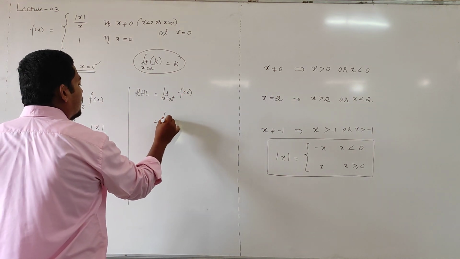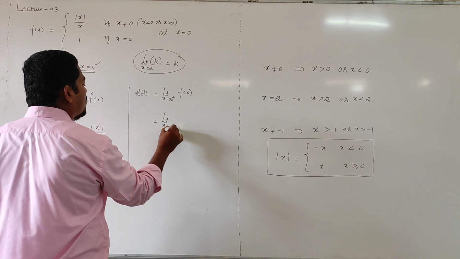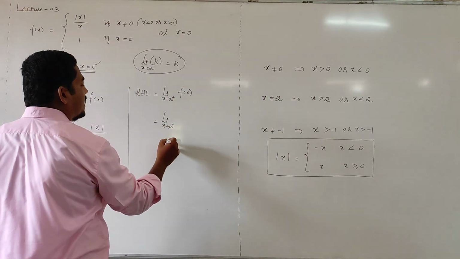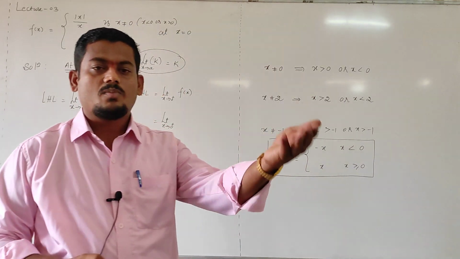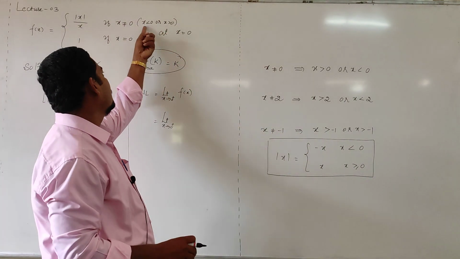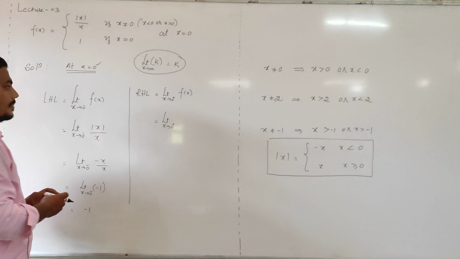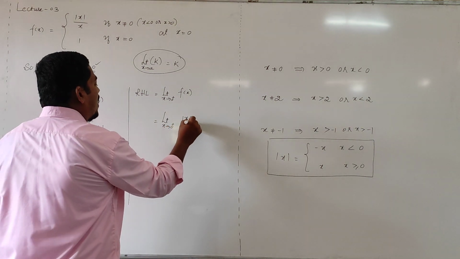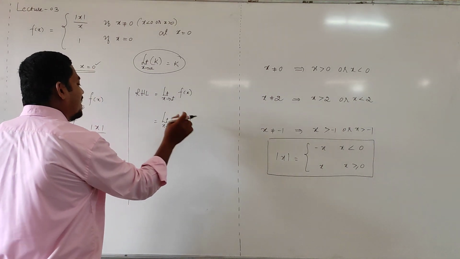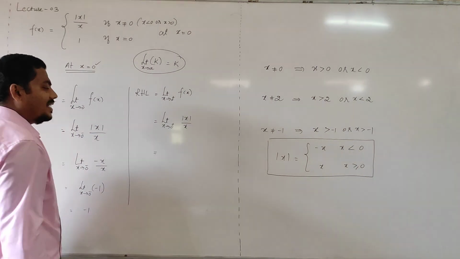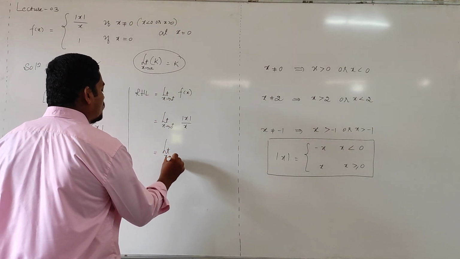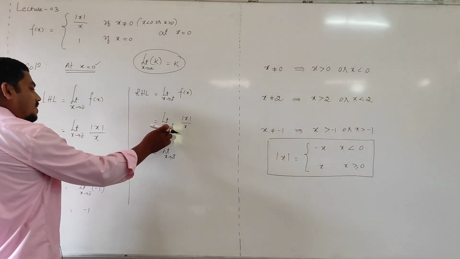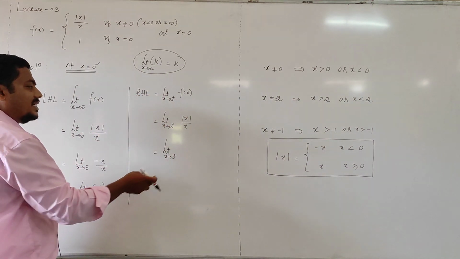Then limit extending to 0 plus. In this case, for both LHL and RHL the same function is given, whether x is more than 0 or less than 0, that is mod x by x only. Now it also gives 0 by 0, for that reason just simplify. Limit extending to 0 plus means x value more than 0.